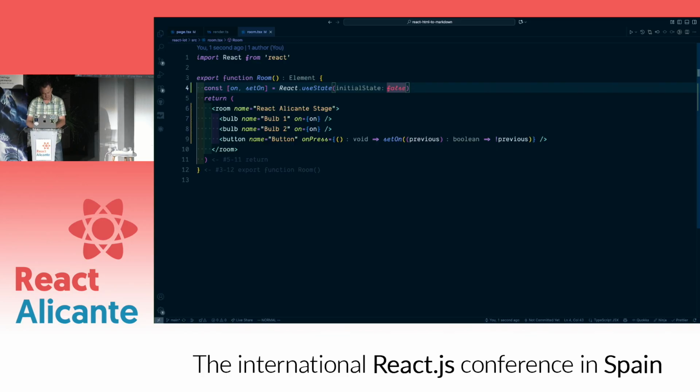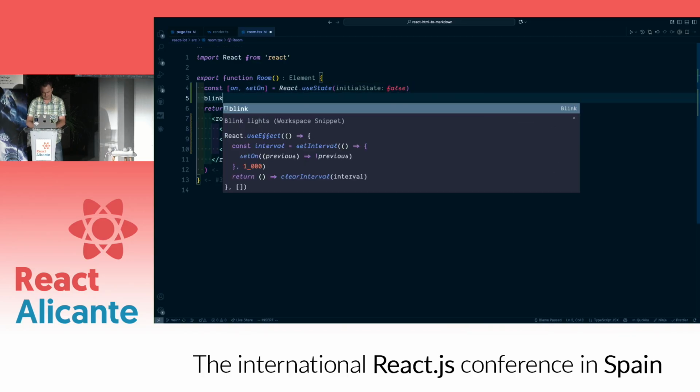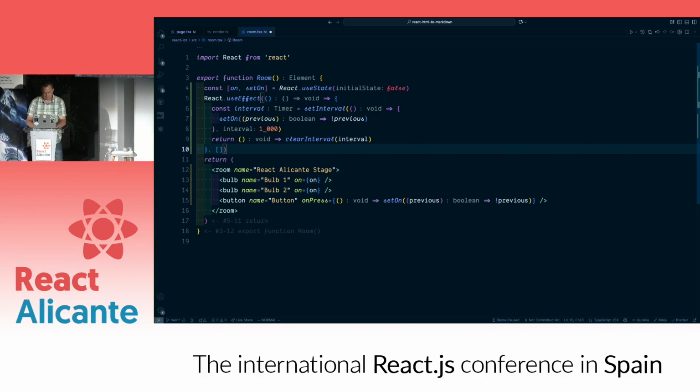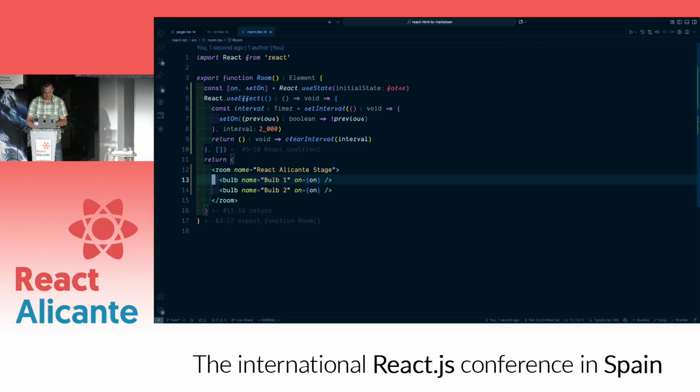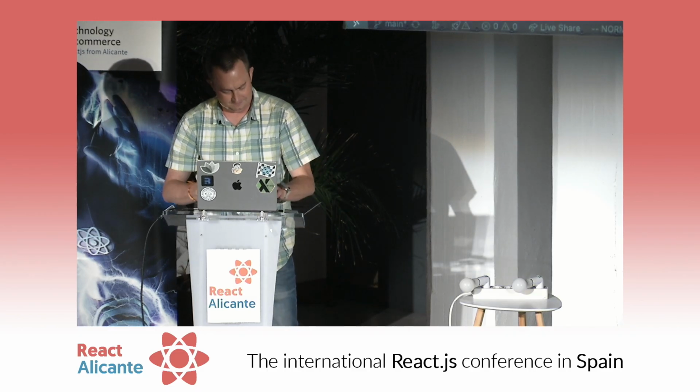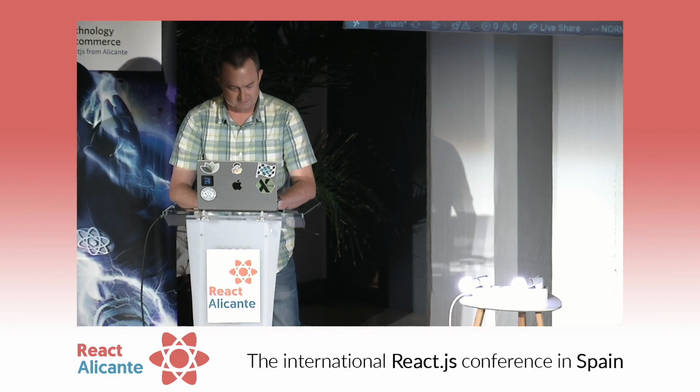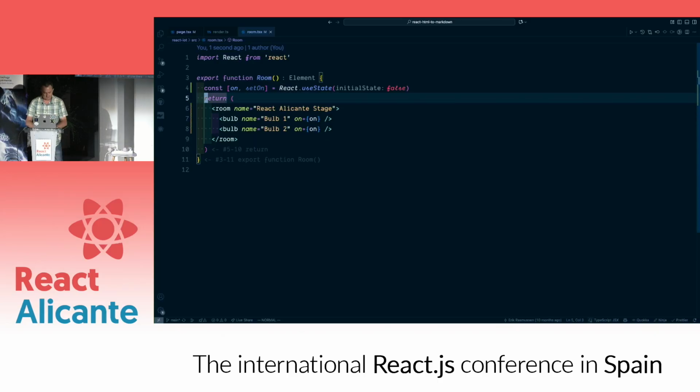So let's have a useEffect or something. What if we had an interval that would make them blink? 1 second is too fast. Let's do 2, and then we can get our button here, and I hit save. And now they blink. So it's just React state. We're maintaining state in the same way that we know how to use React. Okay, what else can we do? We're going to stop the blinking.